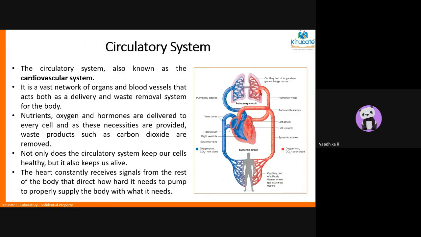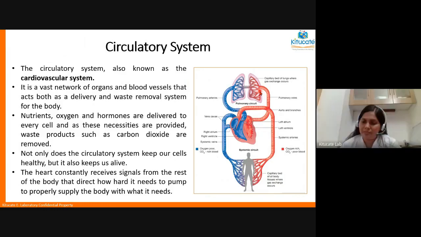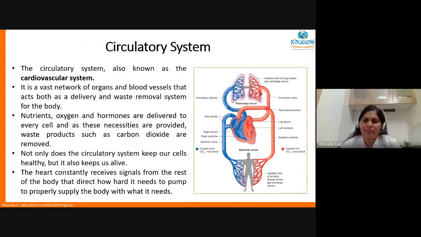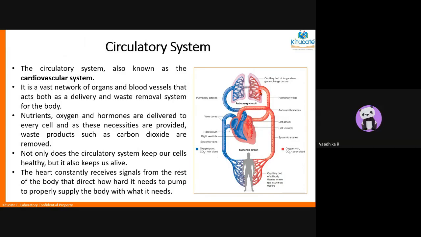First, the heart has four chambers. The left side of the heart has the oxygenated blood, and the right side has the deoxygenated blood. The four chambers are the left atrium, the left ventricle, the right atrium and the right ventricle.